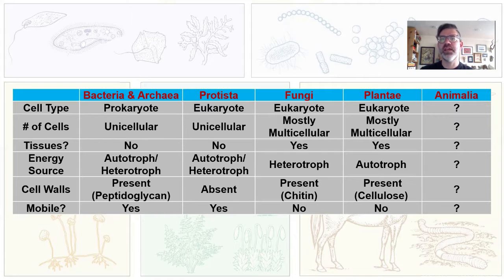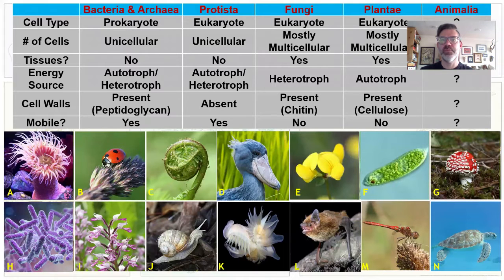Another difference between fungi and plants is that fungi have only one type of tissue, the hyphae, whereas plants have many tissue types. Lastly, plants are photosynthetic, so we call them autotrophs, whereas fungi eat other organisms, so we call them heterotrophs. So what are animals? Well, that is what today is all about.